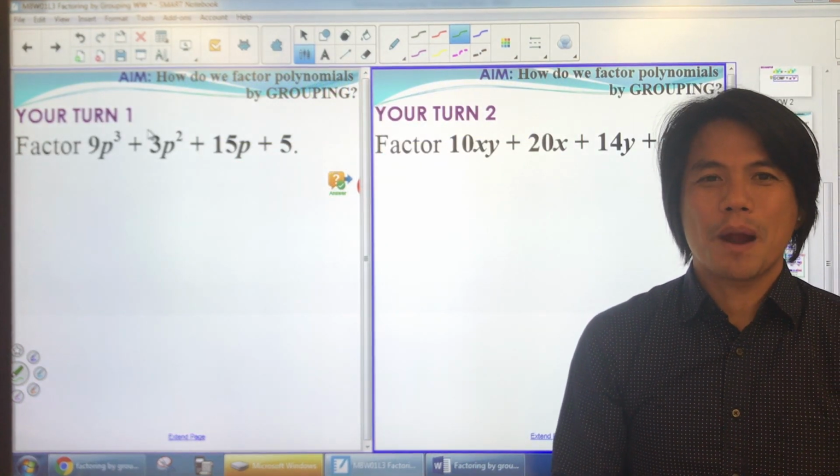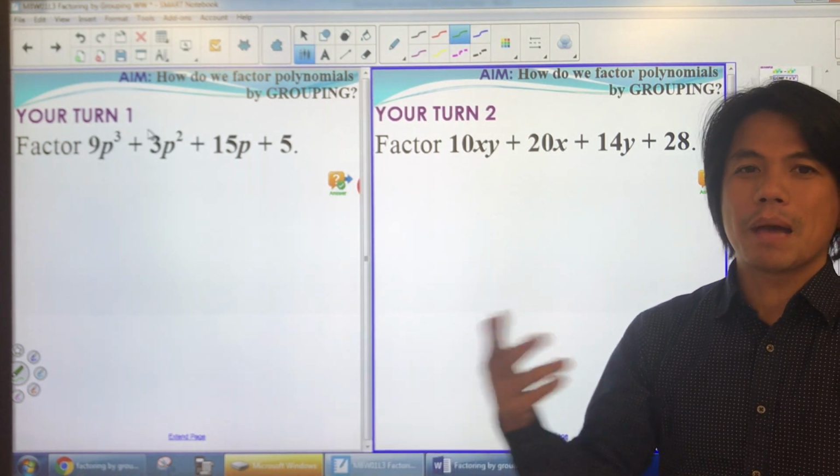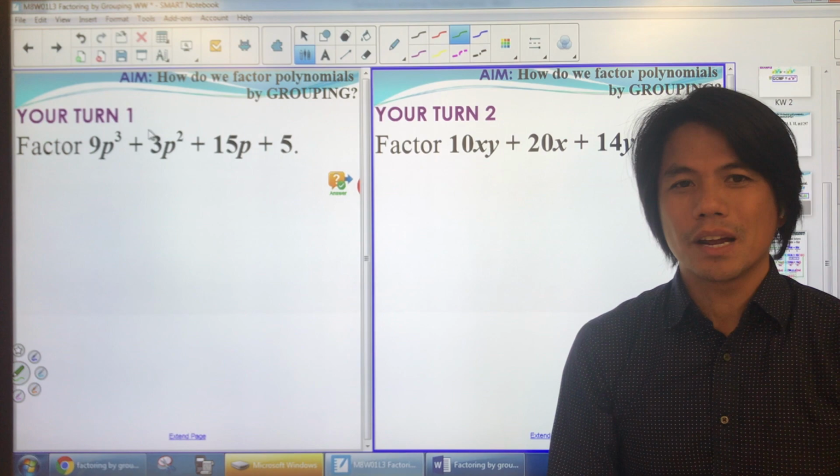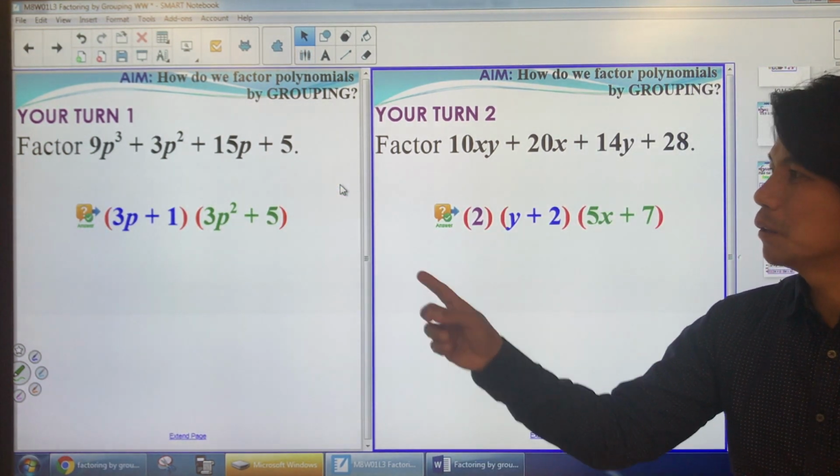Now it's your turn to practice. Go ahead and complete these 2 problems. Pause your video, come back once you're done so that you can check your answers. There you have it. I hope you got them both correct.